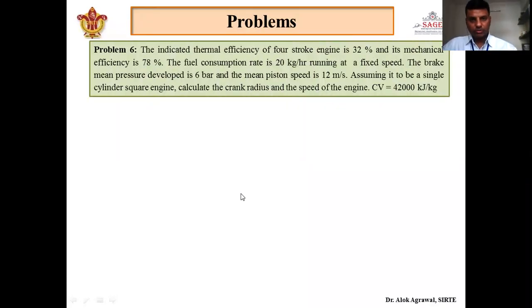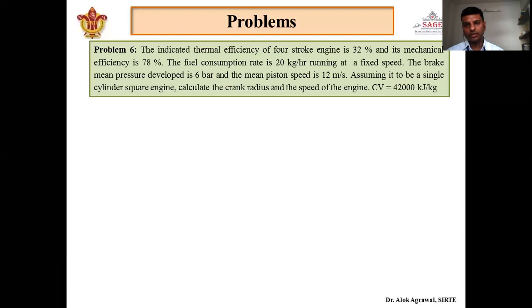So in our next problem, it is given that the indicated thermal efficiency of a four-stroke engine is 32%, and its mechanical efficiency is 78%. So both the efficiencies are given. The fuel consumption rate is 20 kg per hour. So fuel consumption means mF is given. The brake mean effective pressure is 6 bar and the mean piston speed is 12 meter per second.